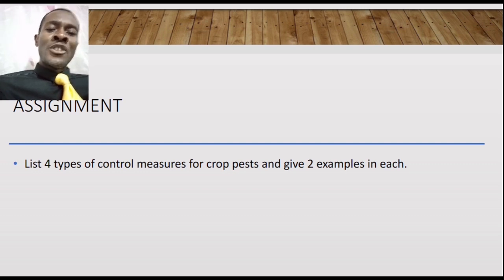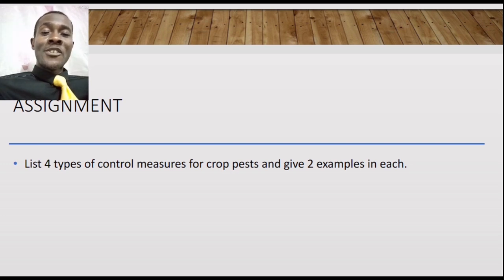The assignment is on your screen, and I'm going to read it out. List 4 types of control measures for crop pests and give 2 examples in each. You have to do this assignment. Don't depend on anybody. You can go into your textbooks, modern biology, whichever one, to help you and guide you into this assignment. Thank you and remain blessed.